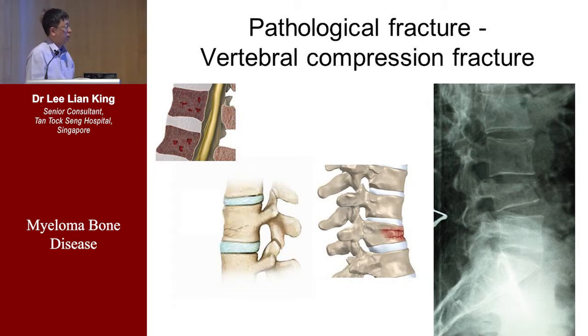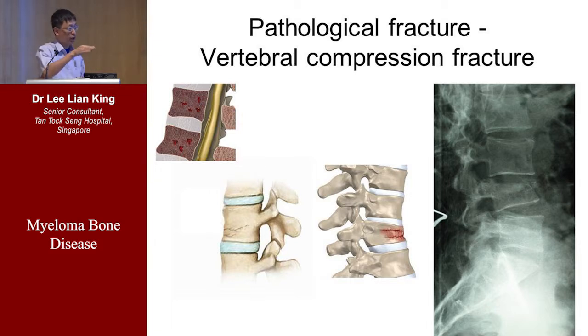A typical area that can also be affected by multiple myeloma is our vertebral bodies. And you can see on the small picture over there, multiple areas in the vertebral body are affected. When a fracture occurs, there may be cracks, but the vertebral height is preserved. And after a while, these fracture areas collapse, and you get a compression fracture.